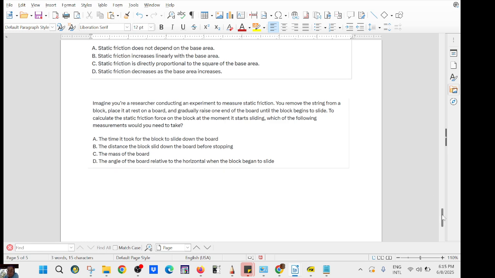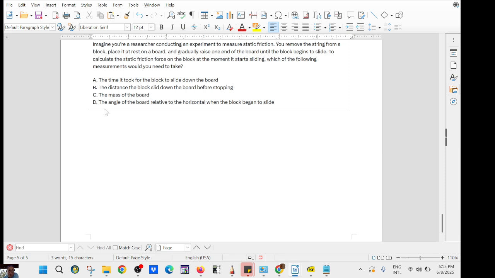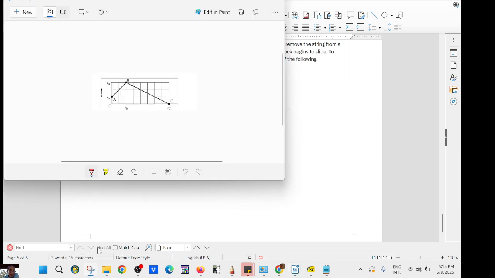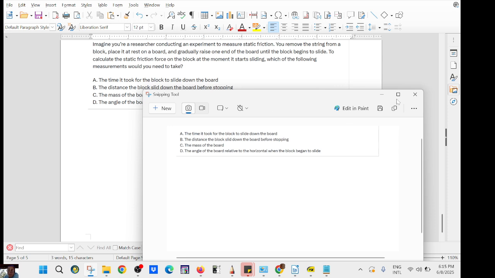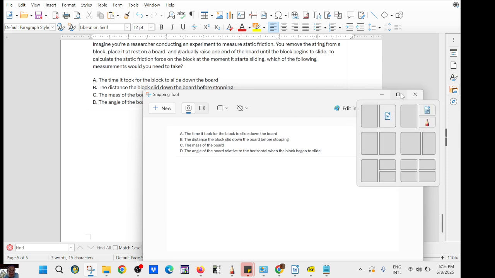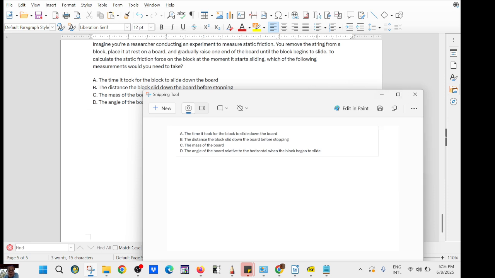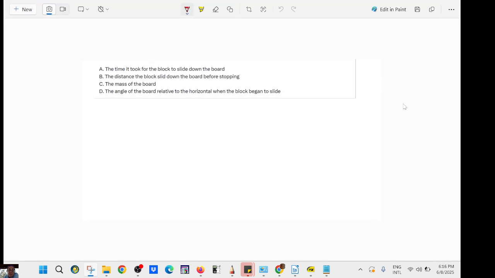So if you want to find the experiment that we do usually to find the coefficient of friction, the static friction force on the block, which are the following measurements you will want to take. So if you have an inclined plane here and the block does not move, the experiment is that you're going to increase the angle here until it starts to move.